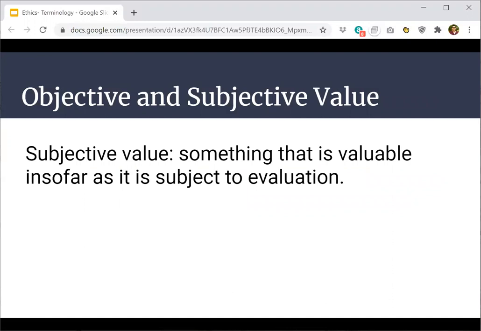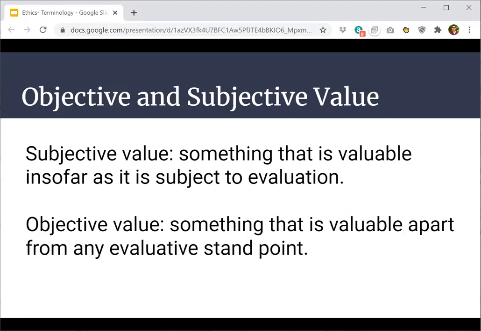Subjective value, then, is something that is valuable insofar as it is subject to evaluation. It's something that has value because someone values it. Objective value, on the other hand, is something that is valuable apart from any evaluative standpoint. It is something that is valuable because it has value, not because someone values it.